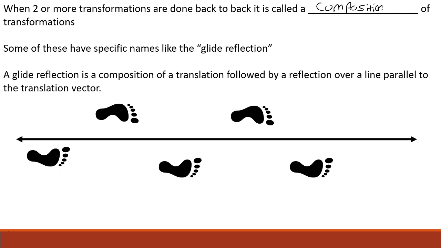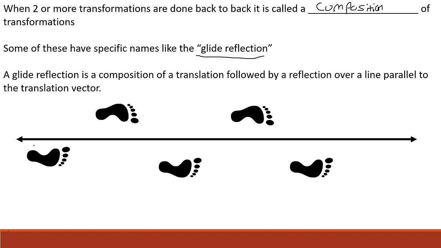A composition of anything is simply a combination of two things. So a composition of functions is a combination of two functions, when you take algebra 2. But a composition of transformations is when you have two or more transformations done back to back. Now, some of these have specific names, some of them don't. Like a glide reflection is a special type of composition.